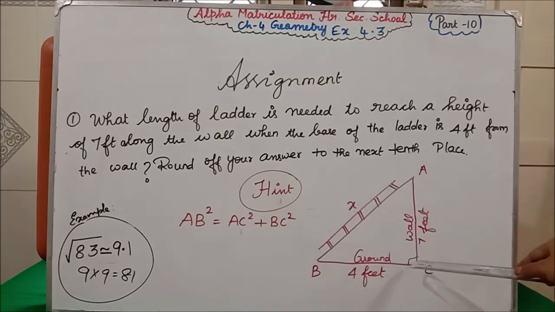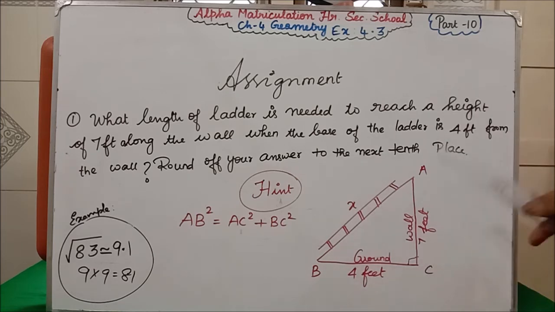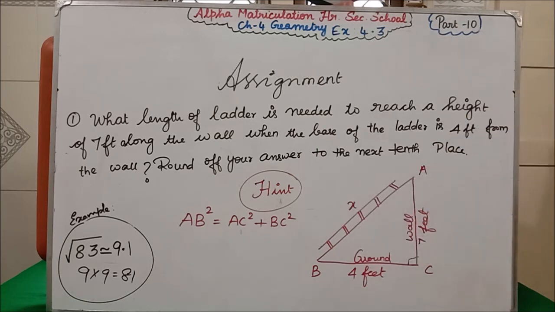See, they have given that from the building along the ground, the ladder is 4 feet away. Similarly, the wall height is 7 feet. We want to find the length of the ladder. So now what do you have to do? See, the ground and the wall meet at 90 degrees immediately. When a building is standing on the ground, that angle is what? 90 degrees. So this is a right angle triangle. Then we have to apply the Pythagoras theorem.